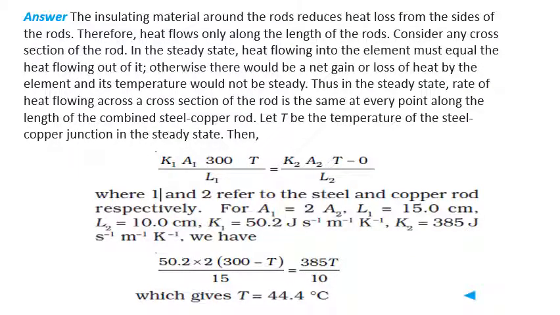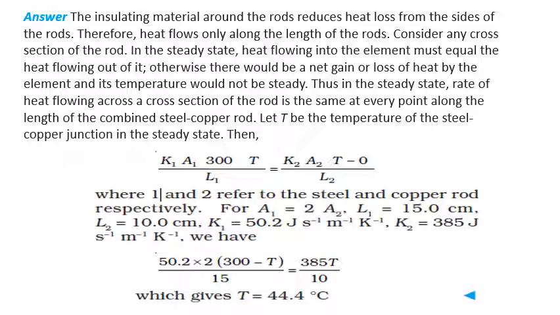As the insulating material around the rods reduces heat loss from the sides of the rod, therefore heat flows only along the length of the rods. Consider any cross section, and in the steady state heat flowing into the element must be equal to heat flowing out of it. Otherwise there will be a heat loss. Thus, in the steady state the rate of heat flowing across a cross section of the rod is the same at every point along the length of the combined steel copper rod.